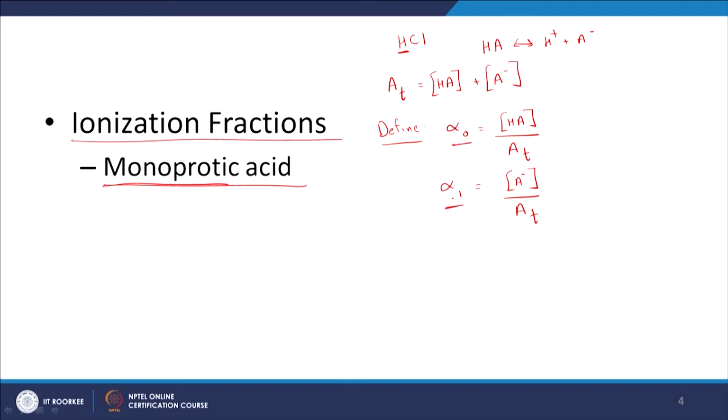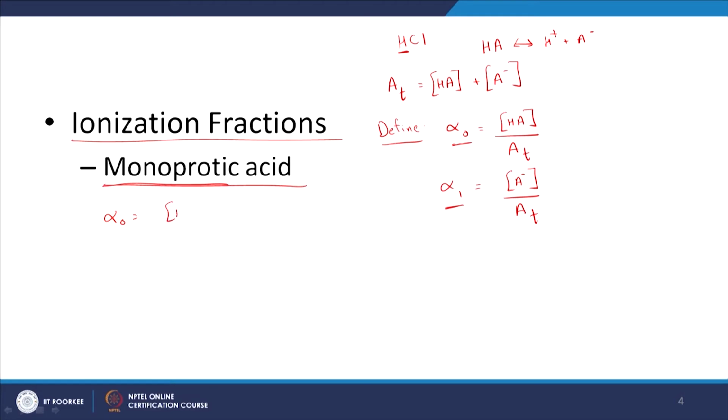And why do we use them? Let us say you know the pH of a particular solution, and you want to calculate the fraction of the deprotonated form and the protonated form. Rather than going through the calculations, just looking at the ionization fractions for that particular acid or base would give you an idea about what fraction of your total acid is going to be in the protonated form or in the deprotonated form. So let us look at how to calculate these.